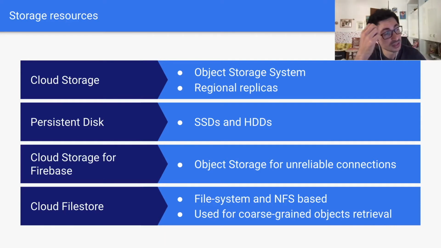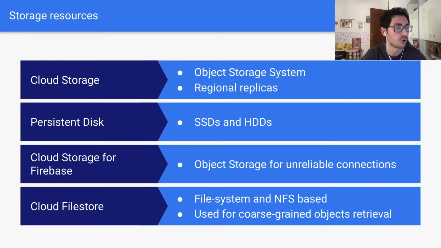Then we have Persistent Disk. As I already anticipated before, it basically corresponds to SSD and hard disk. I think everyone knows SSDs are faster than hard disks, but they are also more expensive. They can be ephemeral, they can be persistent, and they can be of many sizes according to how much you pay.